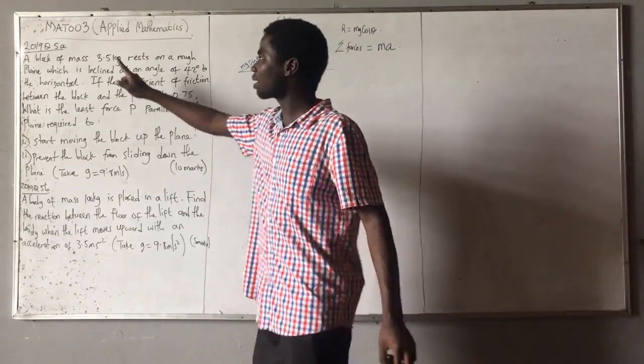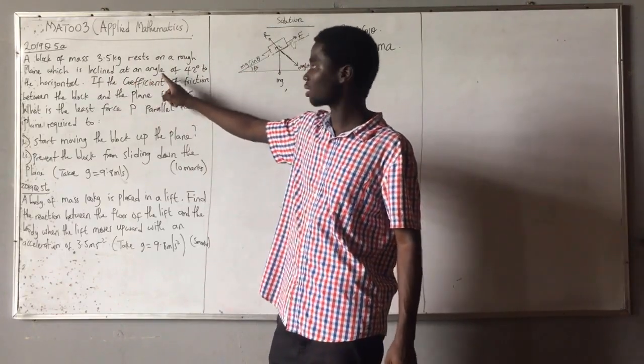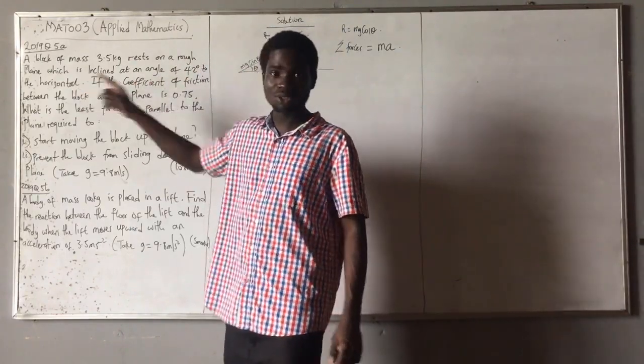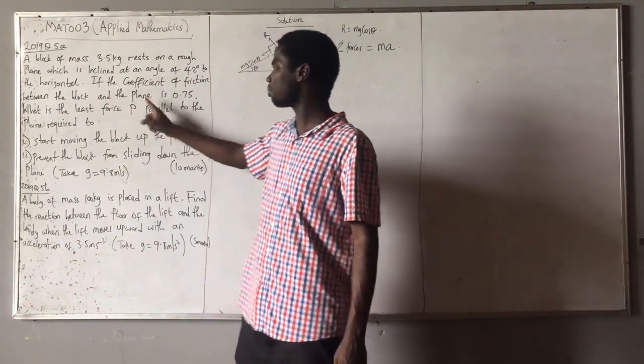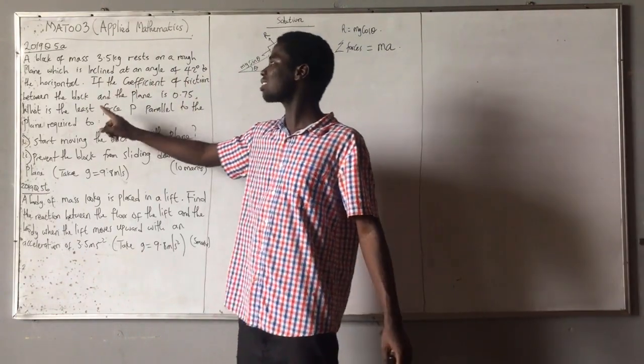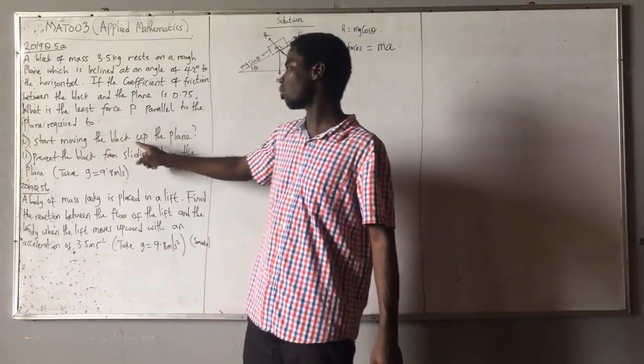A block of mass 3.5 kg rests on a rough plane which is inclined at an angle of 42 degrees to the horizontal. If the coefficient of friction between the block and the plane is 0.75, what is the least force applied parallel to the plane required to start moving the block up the plane?